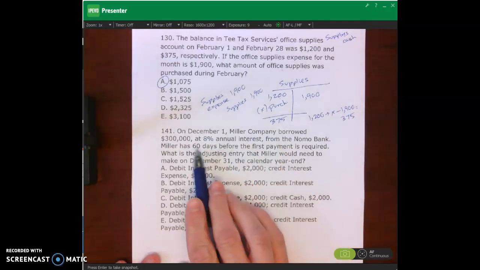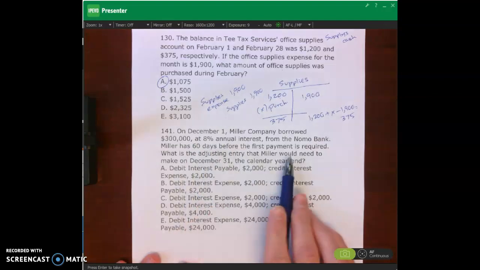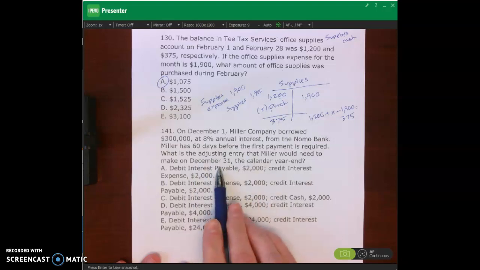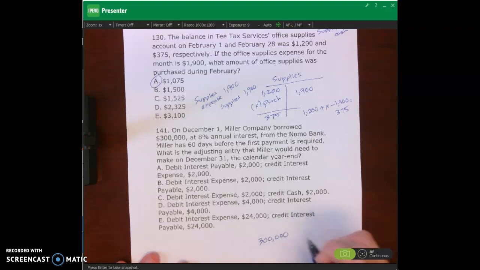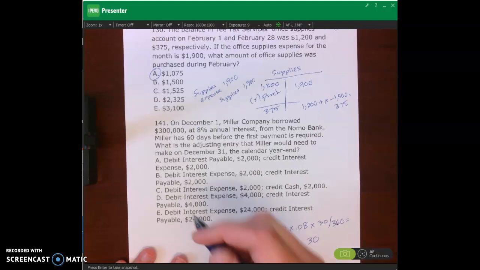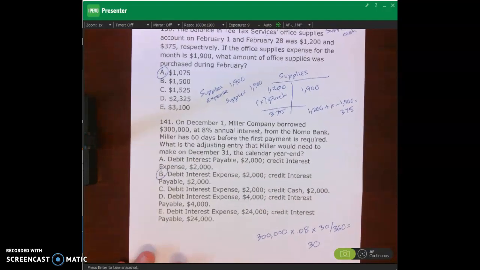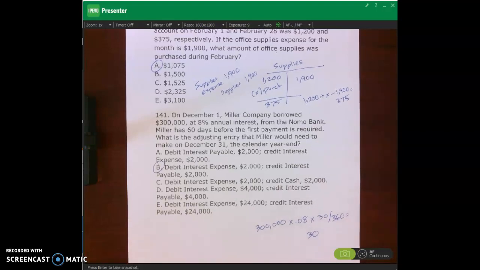Okay? So let's look at this last problem here. December 1st, Miller Company borrowed $300,000 at 8% annual interest from the bank. They have 60 days. What's the adjusting journal entry on December 31st? So we take our $300,000 principal times our annual interest rate times the fraction of the year, 30 days over 360, gives us $2,000. And then what we have is B, debit interest expense, credit to interest payable, just like what we did earlier in one of the earlier lecture videos. Okay? Thanks so much. I'll see you soon.